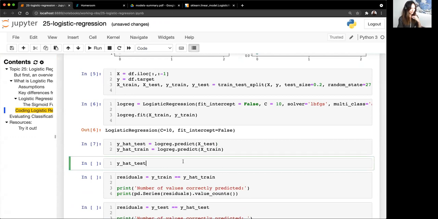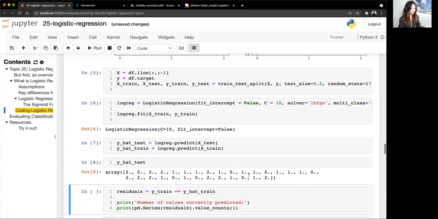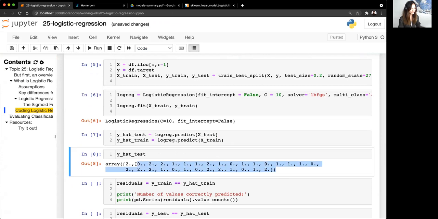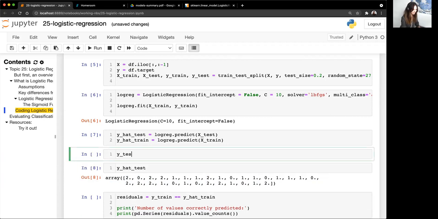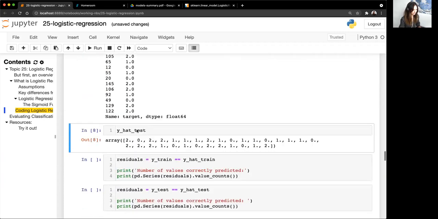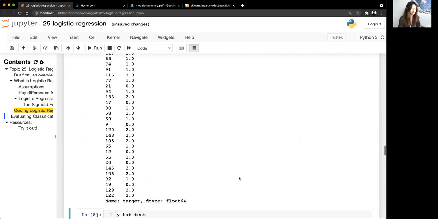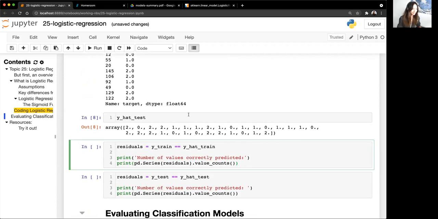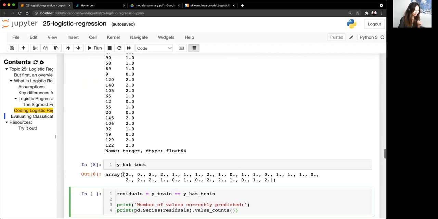Cool. So let's take a look at our predictions. So this is our y-hat test, and if we did a train test split, I think this has, I don't know, 150 in total. We have maybe roughly 30 values here, I think, if my math is right. So this is our predicted values. If we look at our actual values, if we look at our y test, it also is, let's see, 30 values here of 0s, 1s, and 2s.